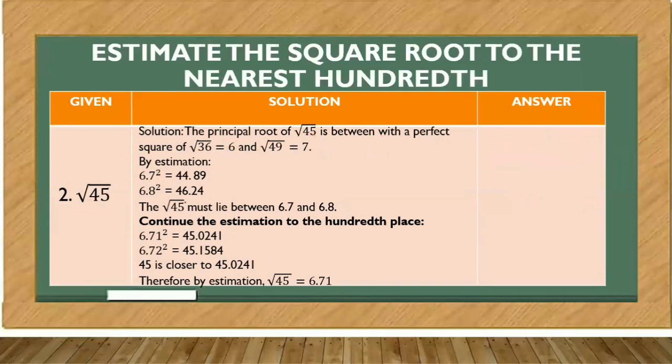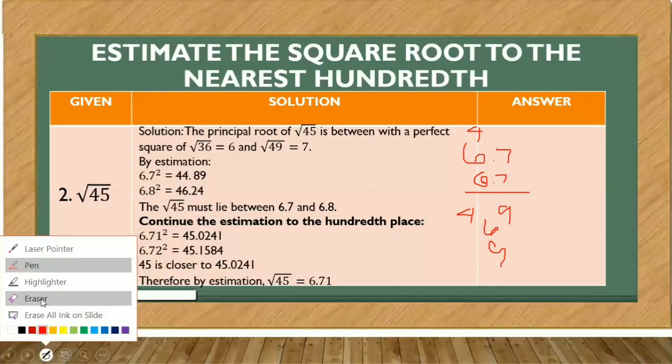So, let's try 6.7. So, 6.7 ang itatry natin. 6.7, square yan. Ibig sabihin, multiply mo sa sarili niya. 6.7. Alright? So, 7 times 7, 49, carry 4. And then, 6 times 7, 42, plus 4, 46. And then, 6 times 7, 42.